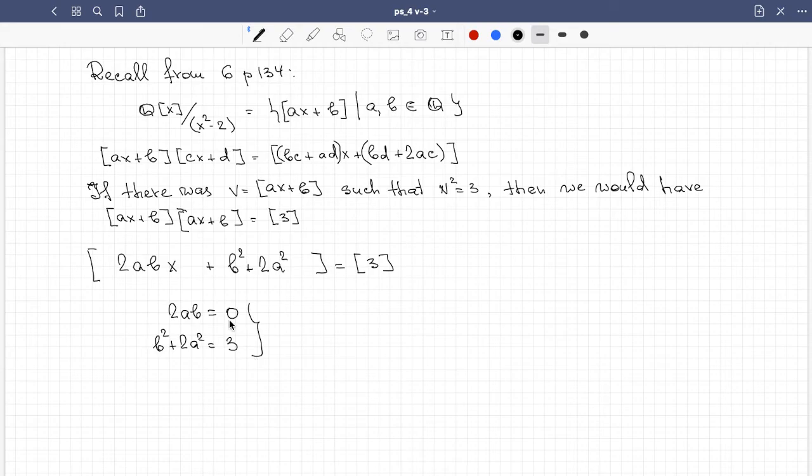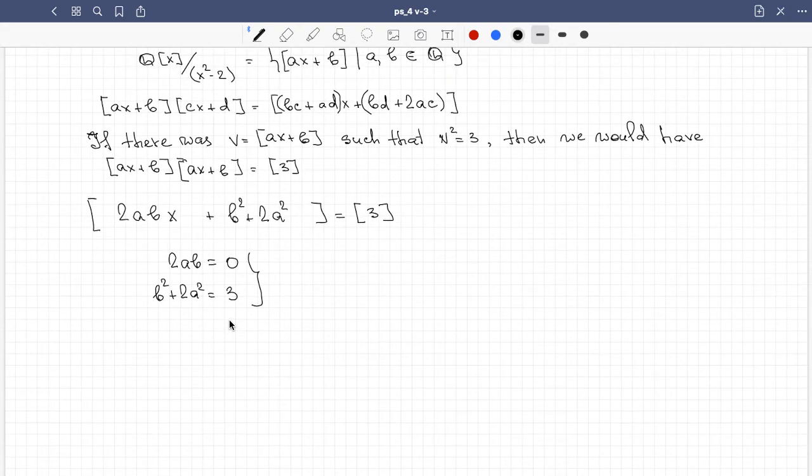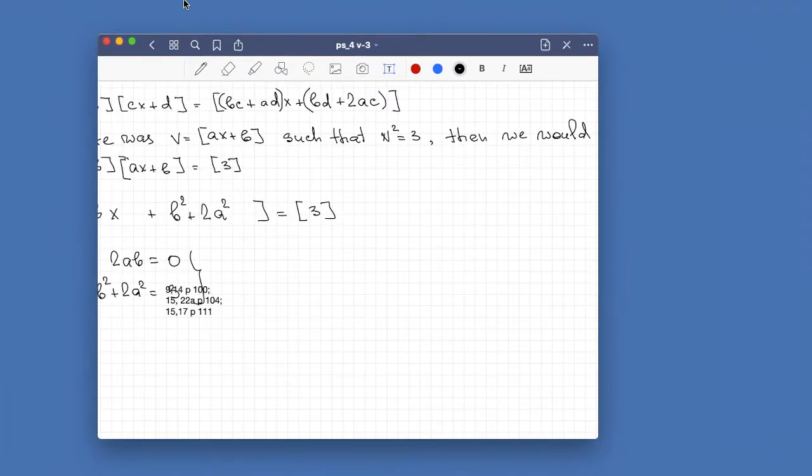2ab is 0 when either a or b is 0. These, after all, now are, sorry, just a moment. I will try to fix that.